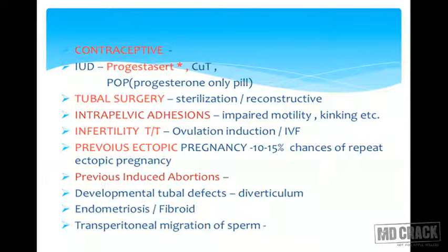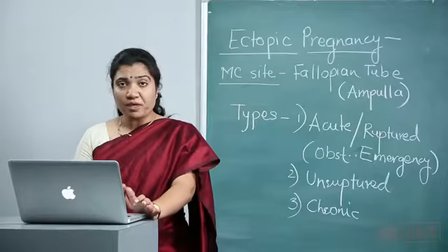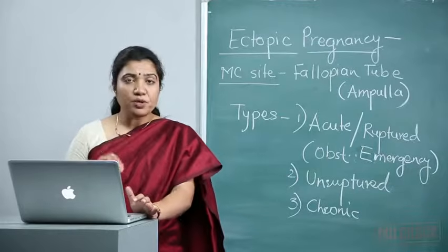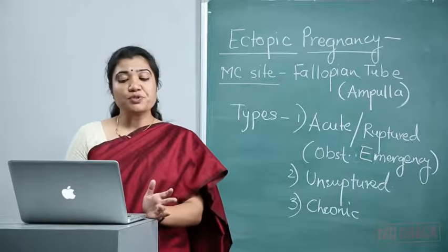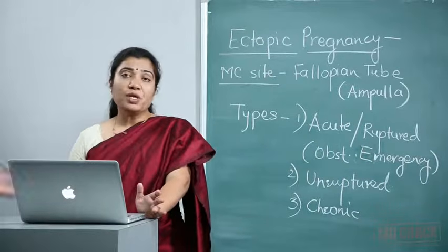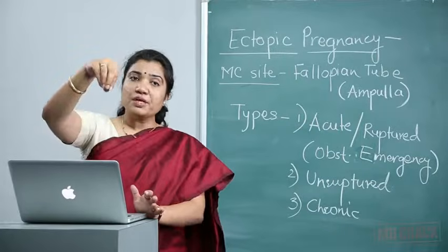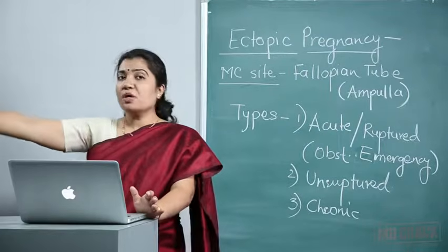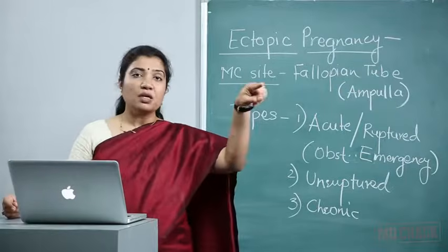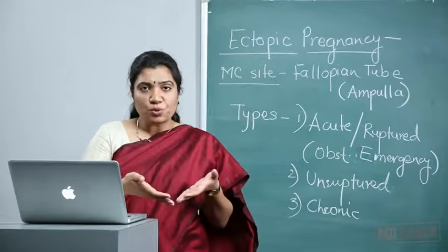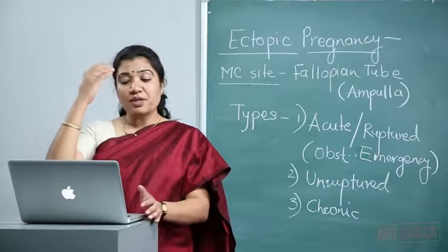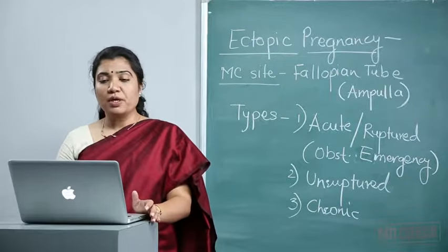Previous induced abortion. Again, you all understand that induced abortions can have infections ascending and reaching the tube, causing damage, thus leading to ectopic. Developmental defects. If there is pocket formation or a diverticulum formed in the fallopian tube, it will also lead to ectopic. Endometriosis, presence of fibroid in the uterus, transperitoneal migration of the sperm means the sperm goes inside the uterine cavity, goes to the fallopian tube, comes out and then migrates to the other fallopian tube through the fimbria, because both the tubes are lying in the pouch of Douglas close to each other, thus causing implantation there. It may increase the chance of ectopic pregnancy.